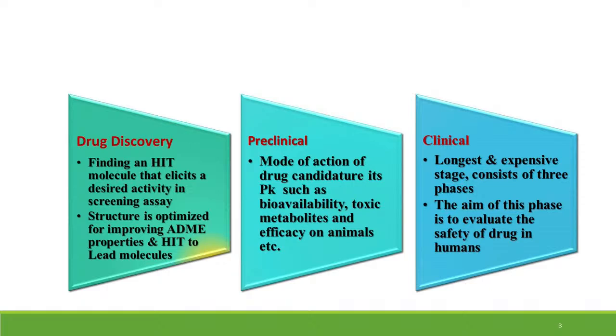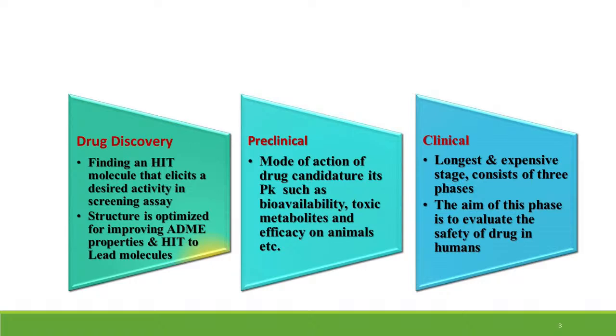Later, after finding the lead molecule, the next step is testing that lead molecule in preclinical development, which mainly uses animal models to find out the safety of the drug and also some part of its efficacy. We also clarify the mode of action of the drug candidate, and determine some pharmacokinetic parameters like bioavailability, drug metabolites or toxic metabolites, sometimes the routes of excretion, and sometimes the stability of the formulation. These can be studied in preclinical development.